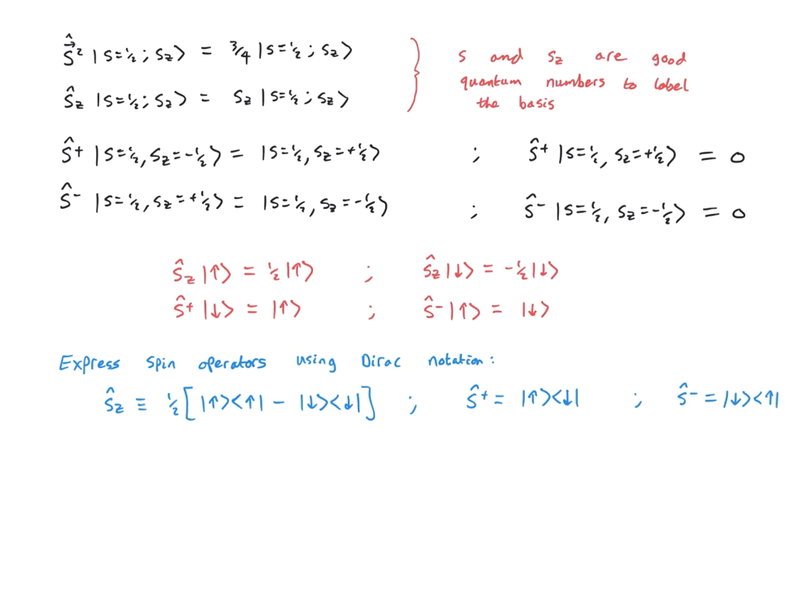Let's look in more detail at why this is the case. For example, suppose that we act on an up state with our Sz operator. According to this definition, we could write that as 1/2 of this object minus this object.